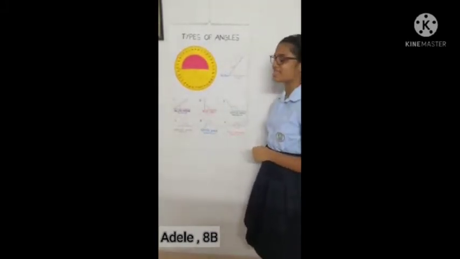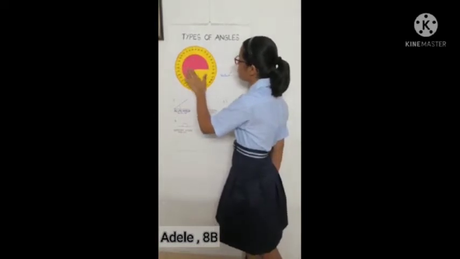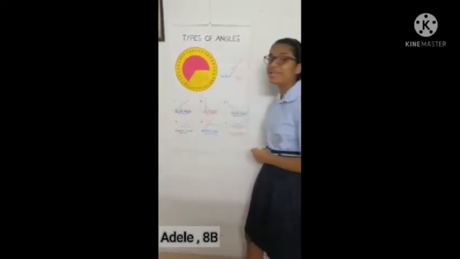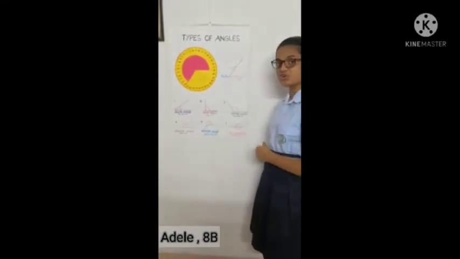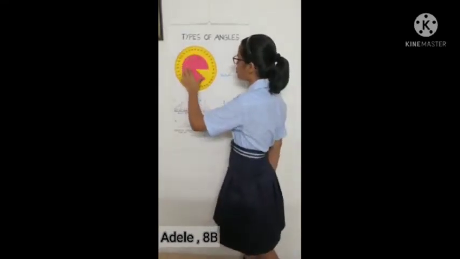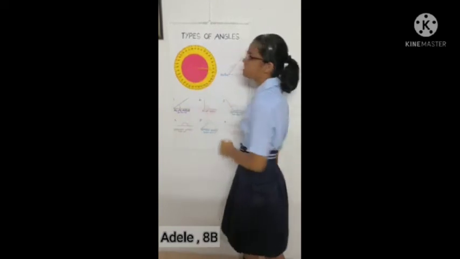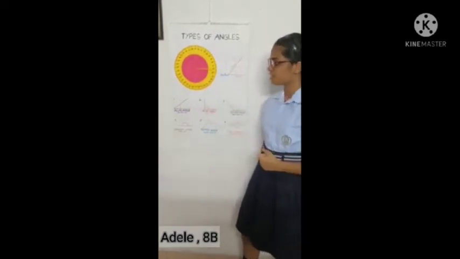5th, we have reflex angle. Reflex angle is greater than 180 degrees but lesser than 360 degrees. 6th, we have full rotation. Full rotation is exactly 360 degrees. It looks like a full circle.